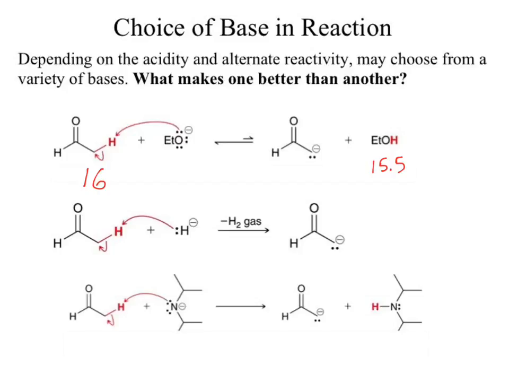Given that information, which way does our equilibrium favor? Reactions all favor the weaker acid. The weaker acid has the higher pKa. Our reaction favors the left. No enolate. What happens when we drop down to the last one? We're still looking at a pKa of roughly 16, and we're now going to compare that to the pKa of the amine, which is somewhere at 30. Which side of the reaction is favored? The right.